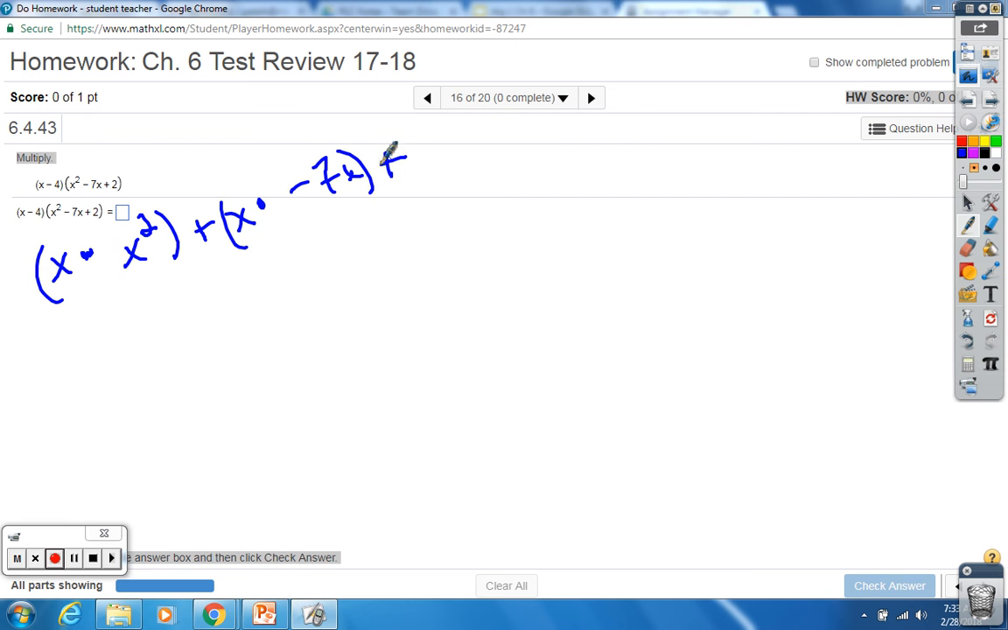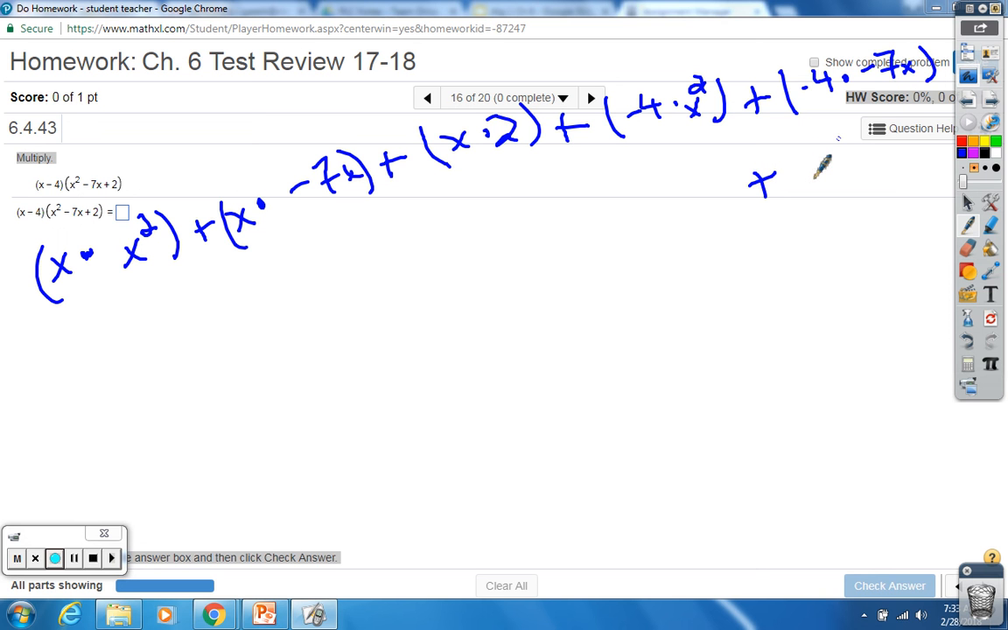Alright, and then so I've distributed to my first two terms. Now I'll have to do x times 2, plus, and then we'll have negative 4 times x squared. And then for our next one, we'll have negative 4 times negative 7x. I'm running out of room here, but I'll just write that down here.